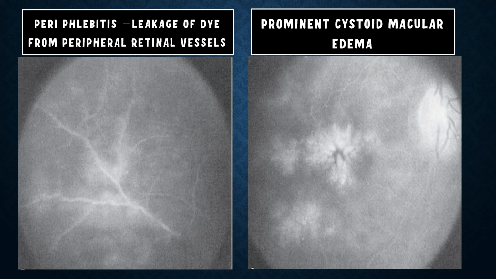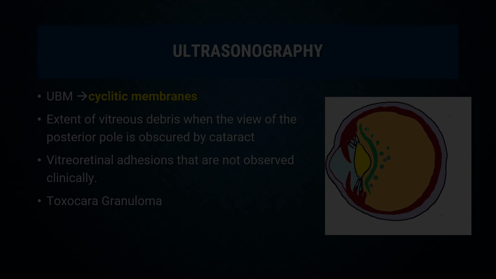Now, in these 2 pictures, you can see that in the first picture, these are the vessels and the vessel seems to be leaking, right? You can see leakages, you can see hyperfluorescence around those vessels in the periphery. So it basically means that there is an active component of periphlebitis or peripheral vasculitis in this patient. In the second picture, you can see hyperfluorescence in the macular area in a petaloid fashion, and this indicates that there is presence of cystoid macular edema.